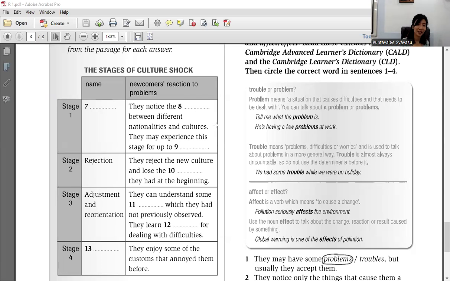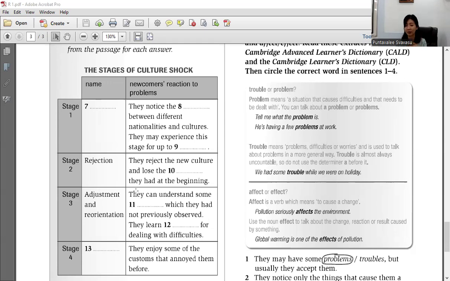Okay, in order to group the paragraphs, I want to show you one thing, which is questions 7 to 13. In this task, you fill in the blanks in a table, and it is about the stages of culture shock. From the table you will see that there are stages 1 to 4, with all the information right here. So this is how you skim the question.